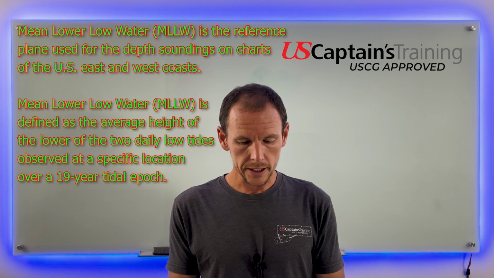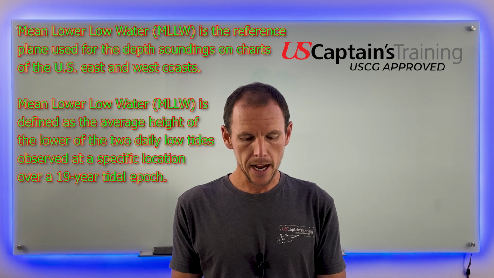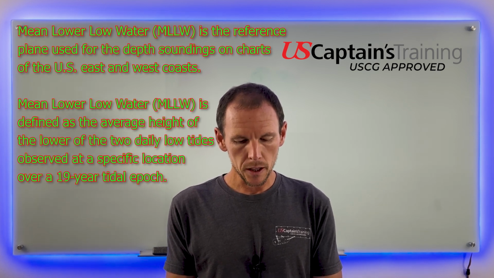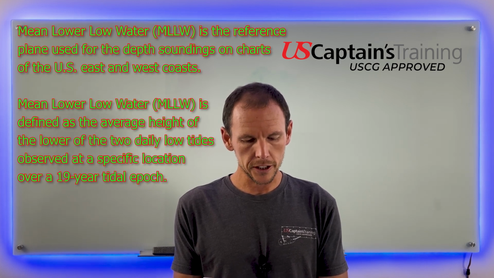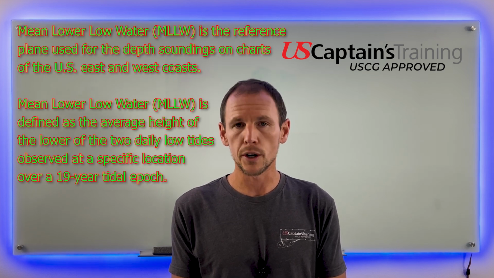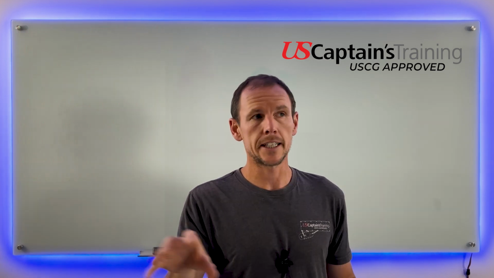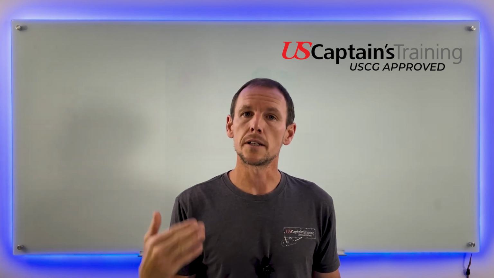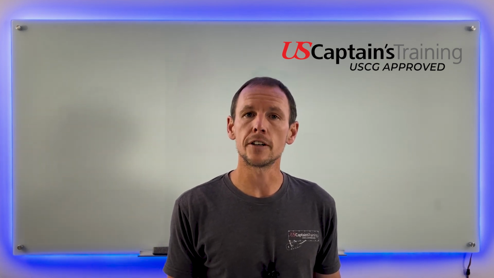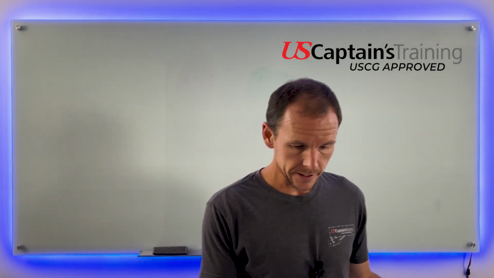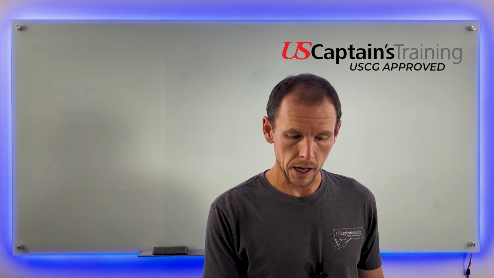Mean lower low water is the reference plane used for the depth soundings on charts of the U.S. East and West coast. Mean lower low water is defined as the average height of the lower of the two daily low tides observed at a specific location over a 19-year tidal epoch. They take all the tidal data for 19 years and average it. And then that's what this mean lower low water is. It's the average of the lower of the two low waters on a tidal day. And that is the sounding datum for this Block Island chart.